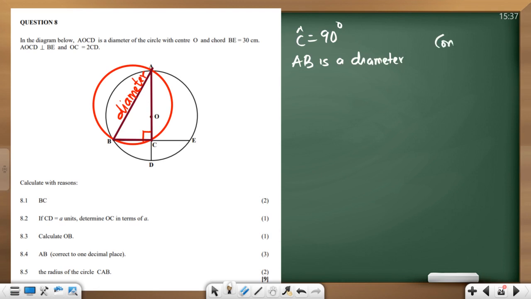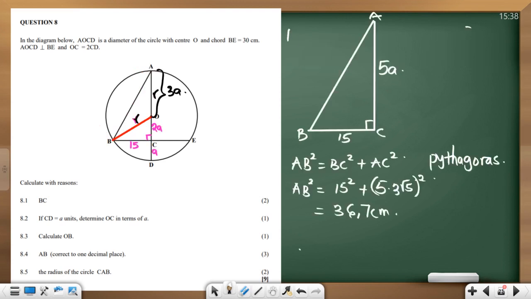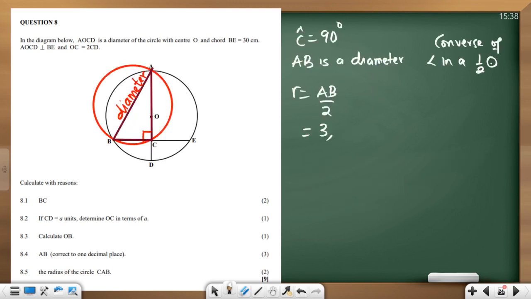That would be the converse of angle in a semicircle. Angle in a semicircle. AB is a diameter, which means we can find the radius. The radius is going to be AB divided by 2. We got AB earlier on: 36.7.